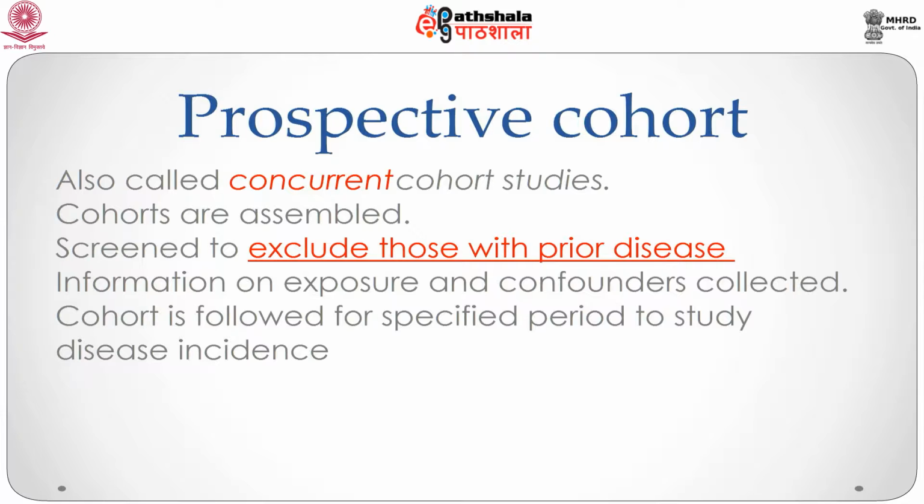The prospective cohort design is a variant of the cohort design, which is also called a concurrent cohort. So this is how a prospective cohort design progresses. Cohorts are first assembled. They could be assembled based on exposure. So for example, if our exposure is smoking, we could have two cohorts corresponding to those who smoke and those who don't. That is, in case of a binary exposure, those who have the exposure and those who do not.